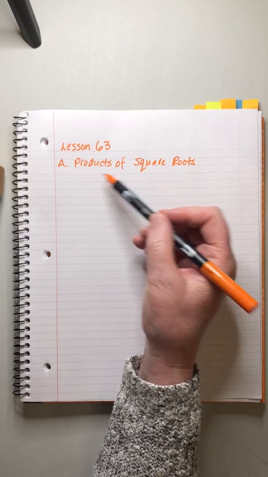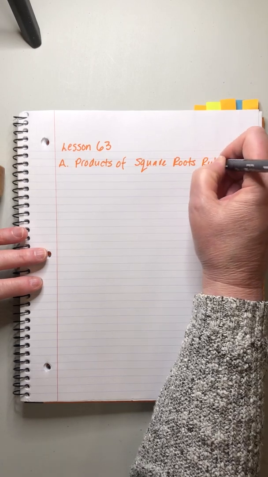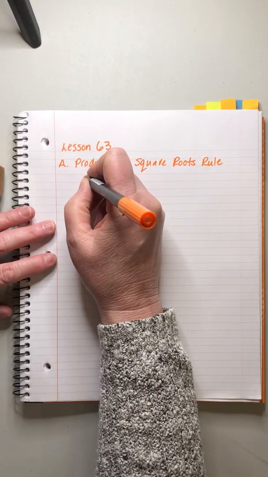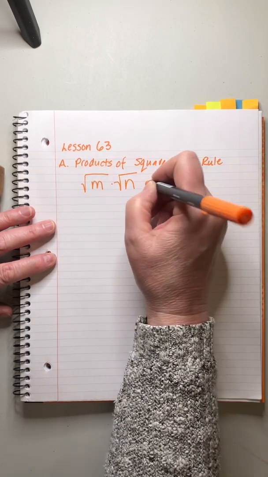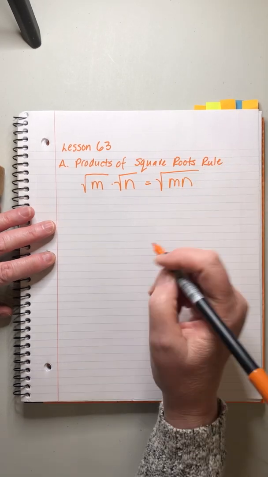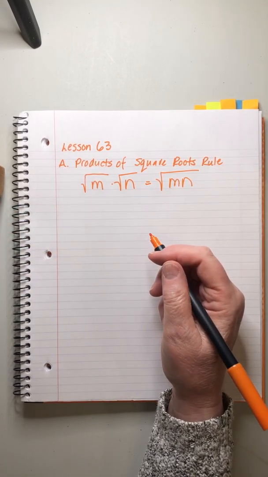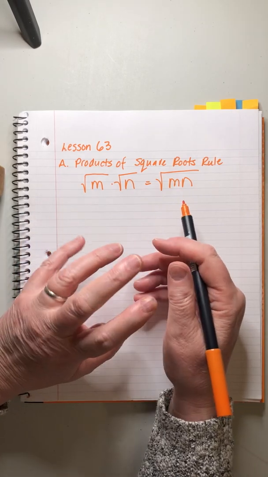What we're going to talk about first is the products of square roots rule right there. And this is going to bring us to one of my favorite metaphors in all of algebra. It's the three pigs radicals rule. Here's the thing. You guys know the story of the three little pigs. There were these three little pigs. They set out on their adventures.